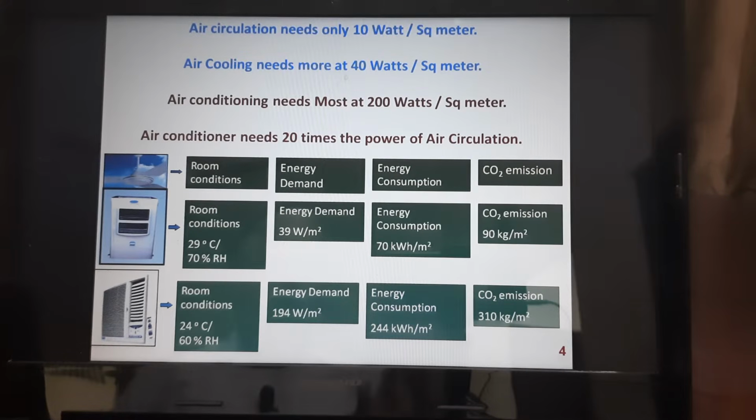So the smart way of using our split AC is to increase the air circulation and reduce the air conditioning, and automatically the consumption gets reduced. Ultimately the human comfort is not compromised and we are able to maintain the human comfort, but still we are able to reduce our energy consumption.